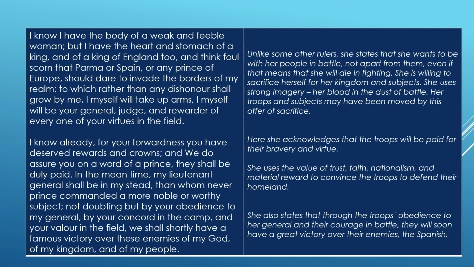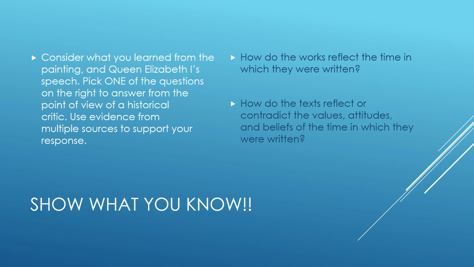And she also uses the value of trust, faith, nationalism, and material reward to convince the troops to defend their homeland. So, all of this wording in here, I assure you, on the word of a prince, you will be duly paid. My general shall be my stead. I need your obedience to my general and your valor in the field. So she's stating here that through the troops' obedience to her general and their courage in battle, they will soon have a great victory over their enemies, the Spanish.